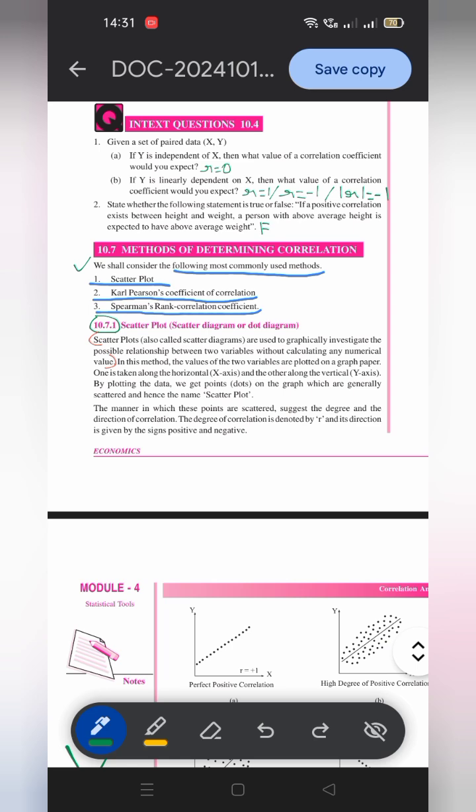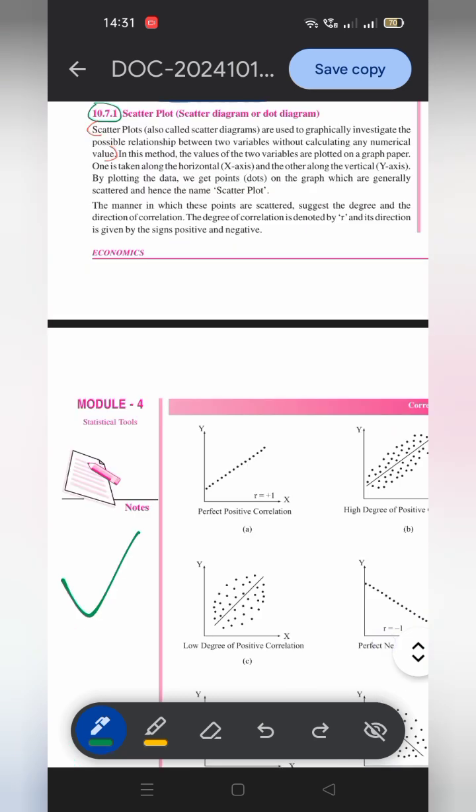Next heading, methods of determining correlation. Following are the most commonly used methods: scatter plot, Karl Pearson's coefficient of correlation, Spearman's rank correlation coefficient. First heading, scatter plot or scatter diagram or dot diagram. Scatter plots, also called scatter diagrams, are used to graphically investigate the possible relationship between two variables without calculating any numerical value.